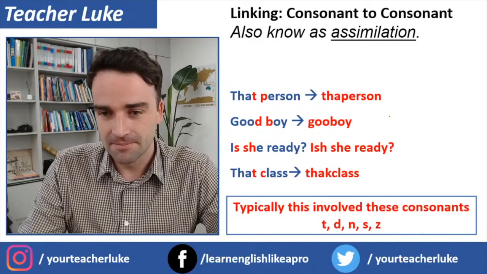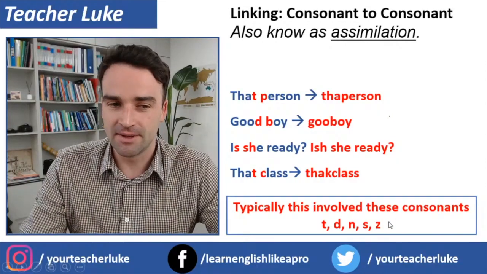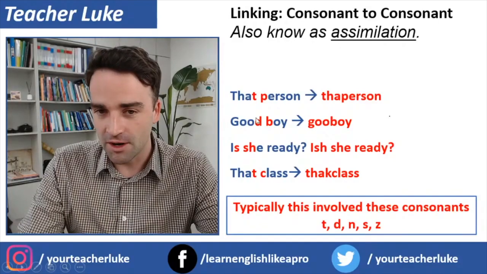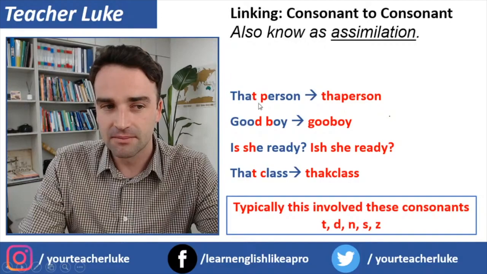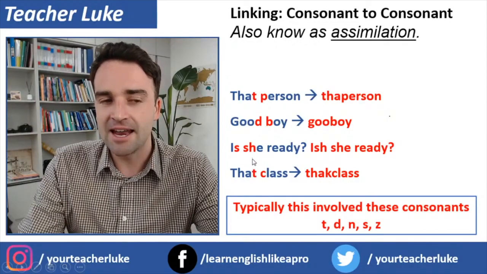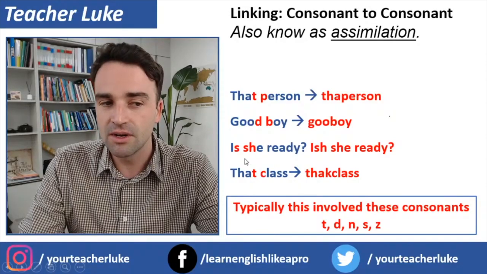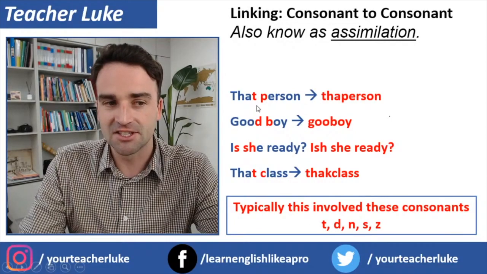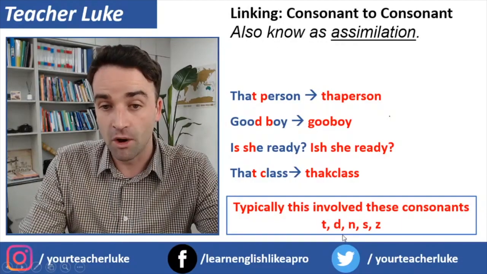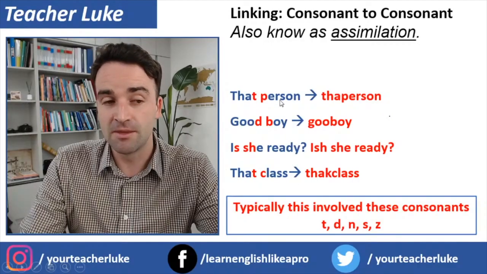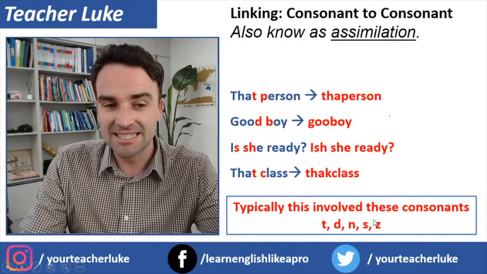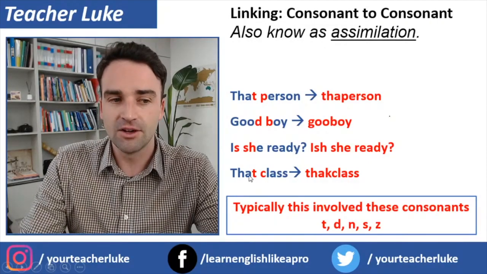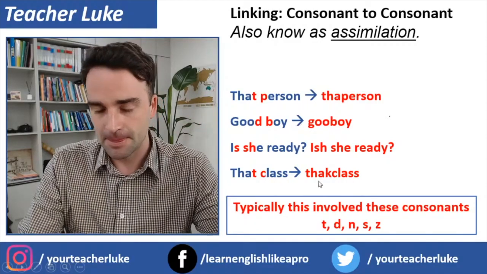Okay, so typically this assimilation is involved with these consonants: ta, da, n, s, z. If your first word ends in one of these consonants, then it usually assimilates and becomes very similar to the next consonant in the next word. So one more time, that person: ta here gets assimilated to become that person. Good boy: da gets assimilated with ba. Is she ready: the z sound gets assimilated with sh. And again, ta and ka here: ta gets assimilated to become that class.